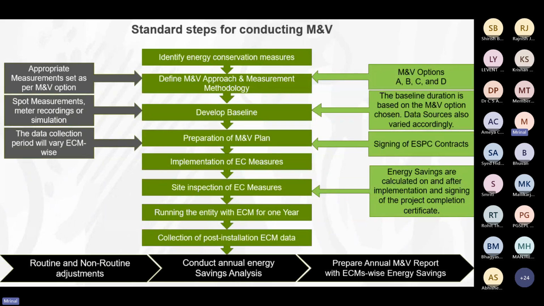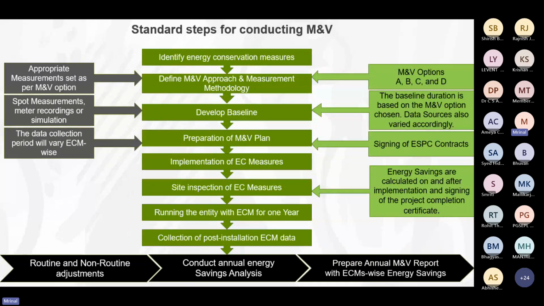If any scenario has changed from the baseline, then you have to do the adjustment in the baseline data. Once you have done all these things, then you have to run the equipment for 1 year, again record the data, and collect post-installation data from the equipment. Then over this defined period of time, you have to do the adjustment, which is routine and non-routine in nature.